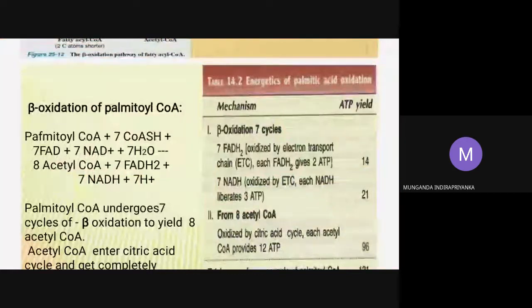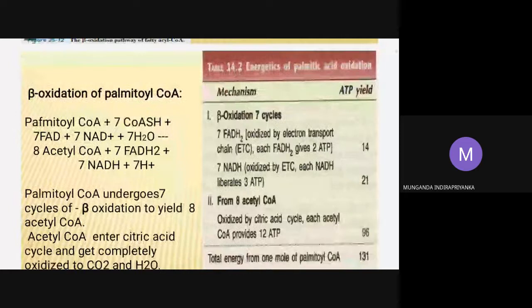That's why 7 cycles require 7 coenzyme A's plus 7 FAD plus 7 NAD plus 7 water molecules. Each beta oxidation cycle requires 1 coenzyme A, 1 FAD, 1 NAD and 1 water molecule. Am I right? That's why when palmitoyl-CoA undergoes beta oxidation, it requires 7 cycles. So palmitoyl-CoA plus 7 coenzyme A's plus 7 FAD plus 7 NAD plus 7 water molecules.